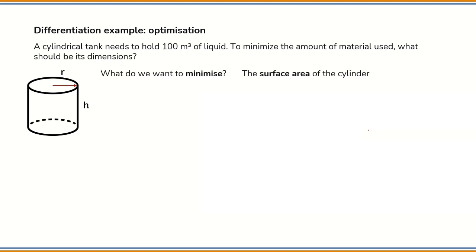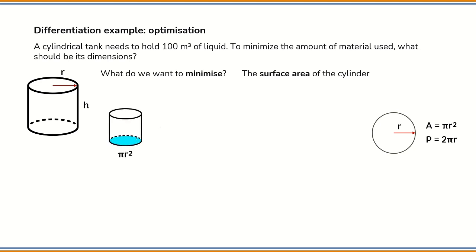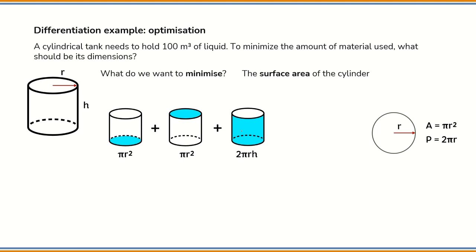To be able to calculate it, we need to know the area and the perimeter of a circle. The surface area of the cylinder will be the sum of the area of the base, pi r squared, plus the area of the top, pi r squared, plus the area of the vertical surface, which will be the perimeter of the circle, 2 pi r, times the height. So the total is 2 pi r squared plus 2 pi r h.